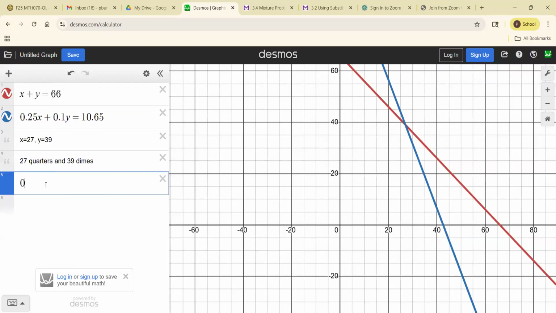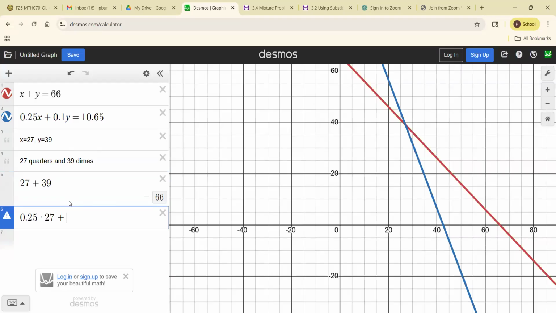Let's double check. The 27 quarters plus the 39 dimes equals 66 coins total. Great. And 0.25 times 27 plus 0.1 times 39 equals 10.65. And that works too. All right, I'm going to transfer that information back to my notepad.